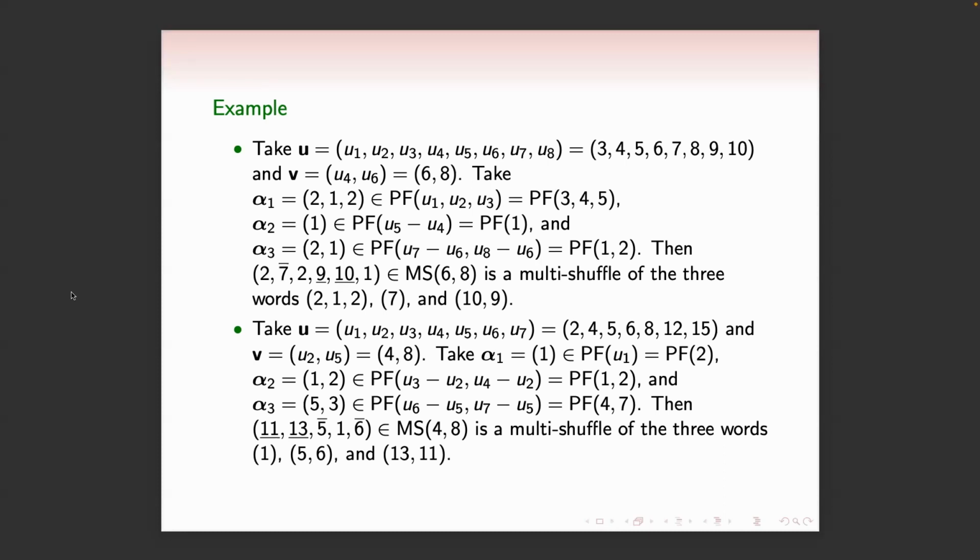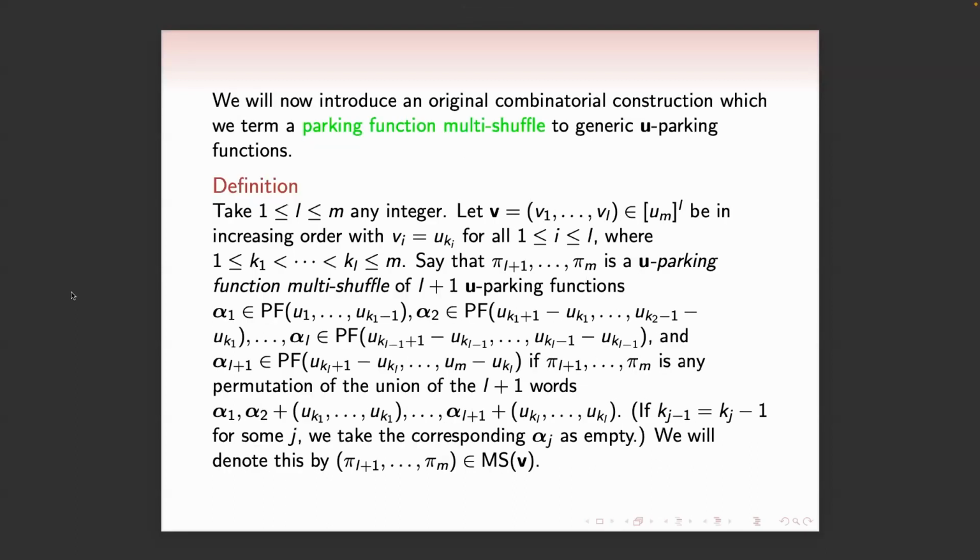And then again, a1, a2, and a3, as in this example, I take from these parking functions for illustration. And then I form a multi-shuffle, meaning permutation anywhere I like, except that every entry in a2 needs to add 4, and every entry in a3 needs to add 8. So this is a multi-shuffle. So let's look at the definition. Hopefully the definition, we don't need to worry.